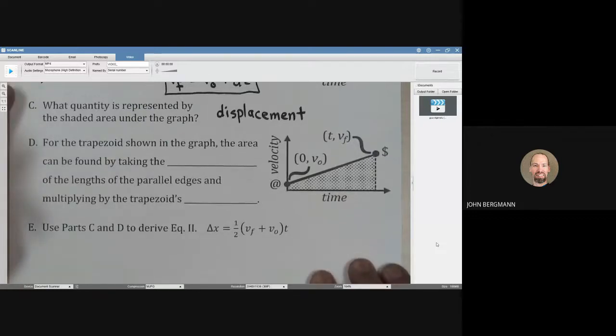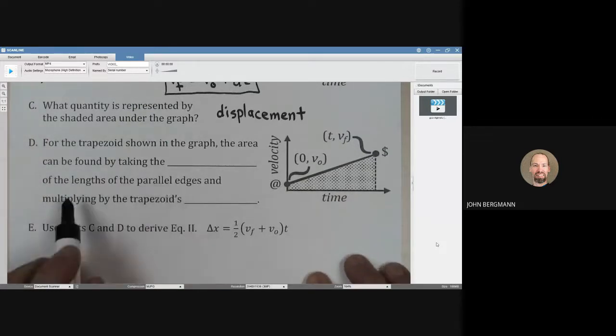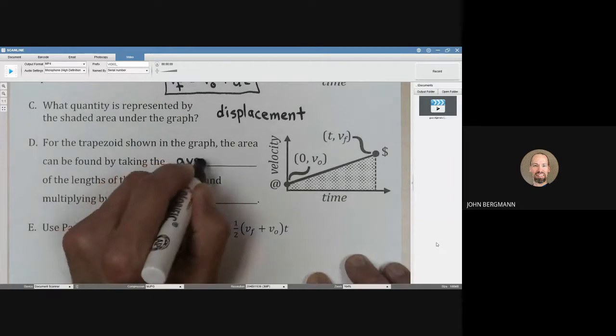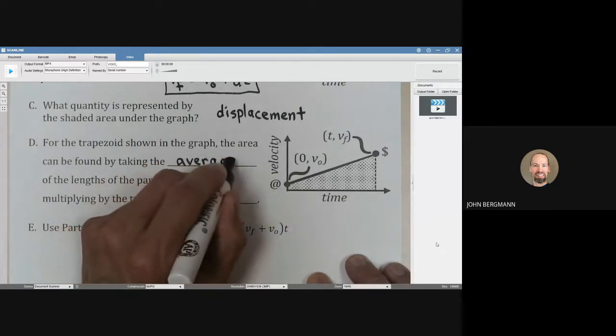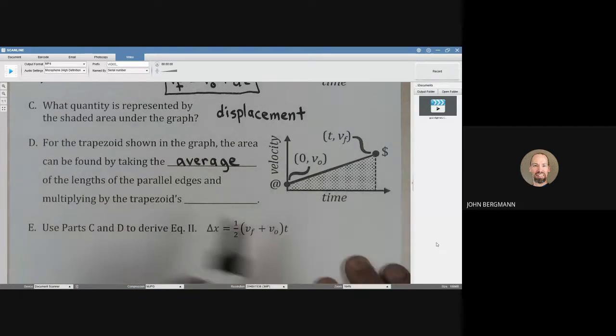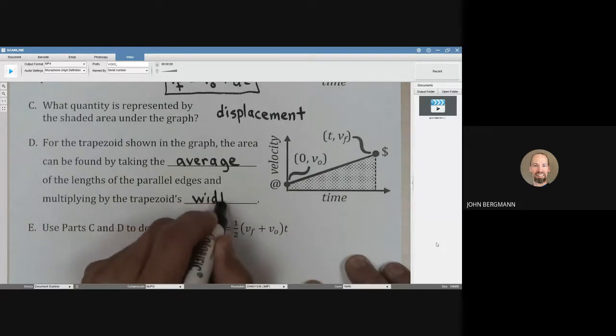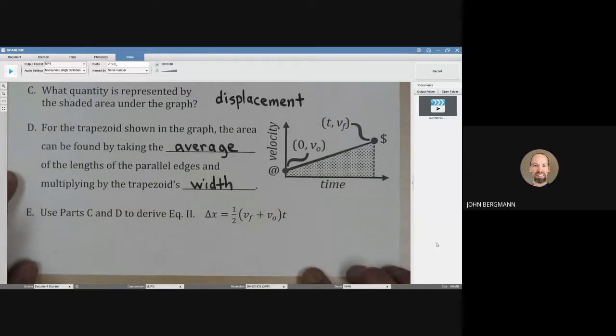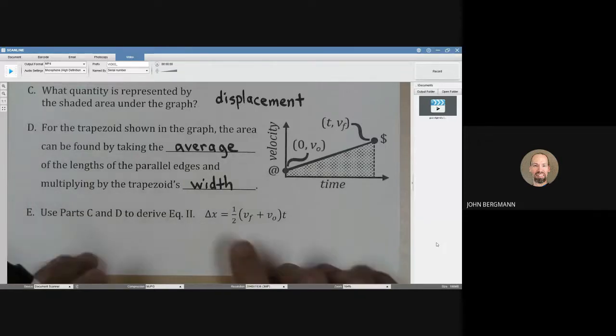So I've recopied the graph here so we can continue looking at it. For the trapezoid shown in the graph, the area can be found by taking the what of the lengths of the parallel edges. Well, that would be the average, wouldn't it? Hopefully you learned that in your math class. When you're finding a trapezoid's area, you can take the two edges that are parallel and find their average, and then multiply by the trapezoid's width. Let's see if we can do that to find equation number 2 here, which again should be that.